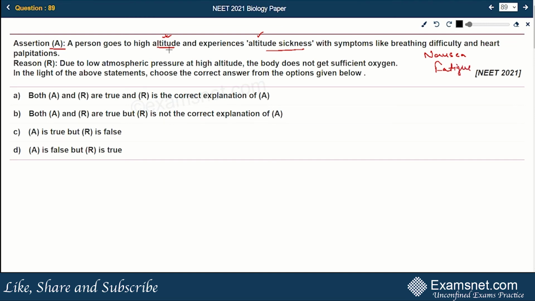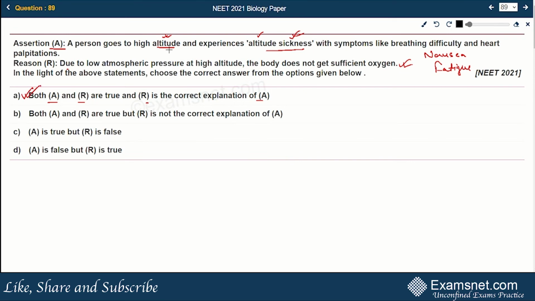Now what is the reason? The reason mentioned here is that due to low atmospheric pressure at high altitude, the body does not get sufficient oxygen. So this reason is also correct, because as you move up, the amount of oxygen reduces. Therefore you do not get enough oxygen, so you experience this kind of sickness. So here both assertion and reason are true, and reason is the correct explanation of assertion. Therefore option A will be the correct one.